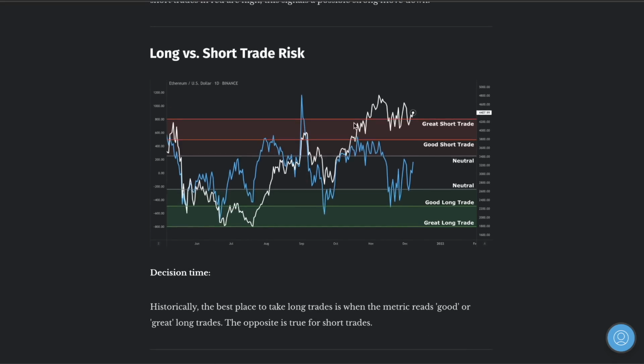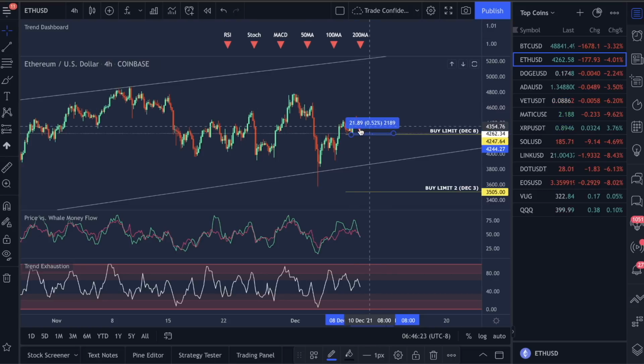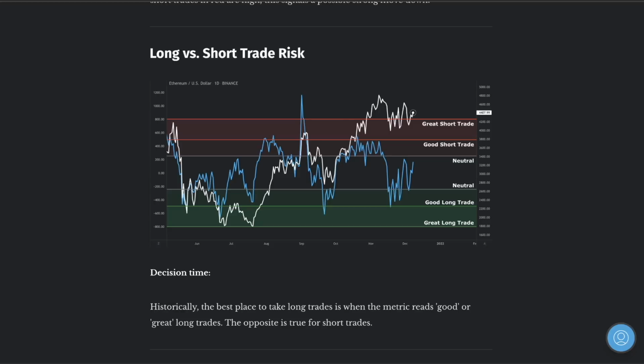Take a look at this. Which one has more favor, long trades or short trades? It's very hard to tell right now because we're in the neutral section, and it makes total sense. Which way are we going to go? Are we going to bounce from support? Are we going to break down? I don't know. The thing to do is to set up your buy limits.